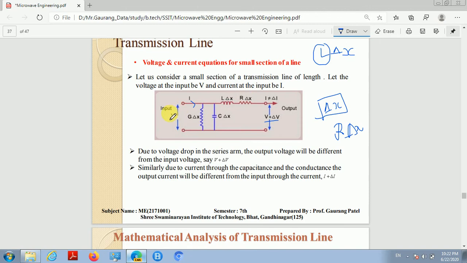Here we have applied a voltage of V, and because of the voltage drop in this series arm the resultant voltage is not exactly V, it will become V plus delta V. That means the output voltage will be different than the input voltage. So input voltage is V and output voltage is V plus delta V.